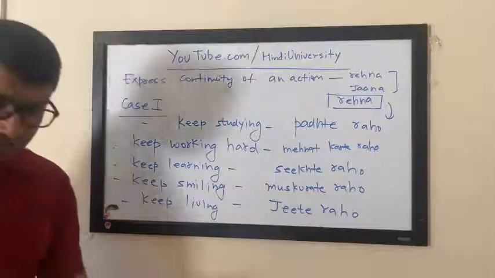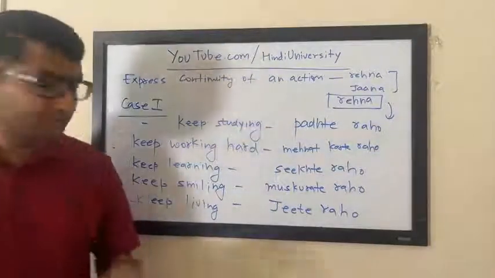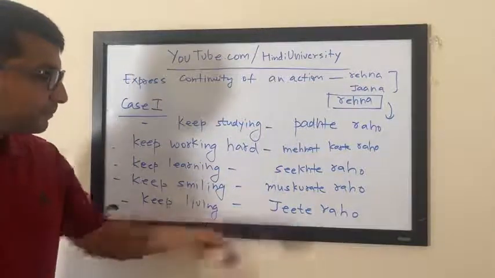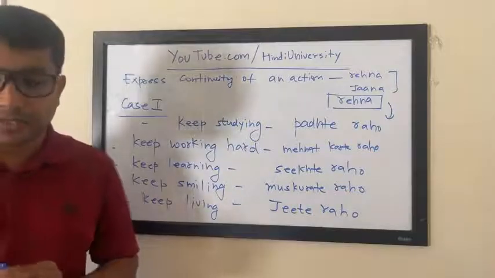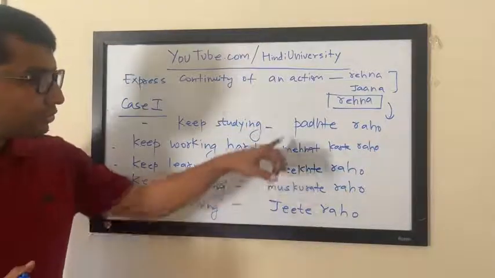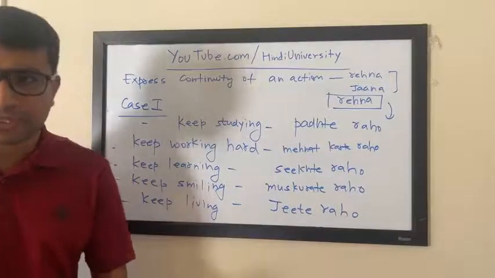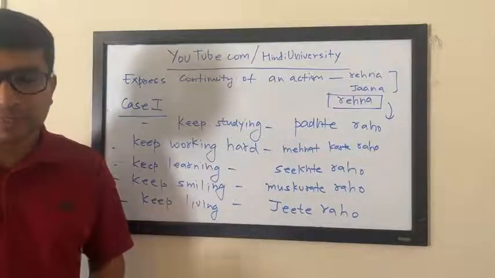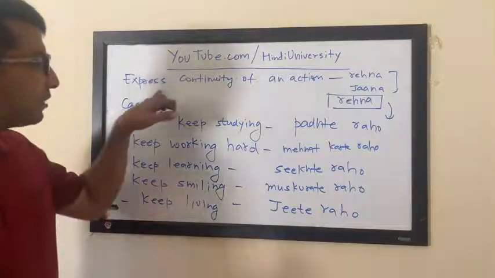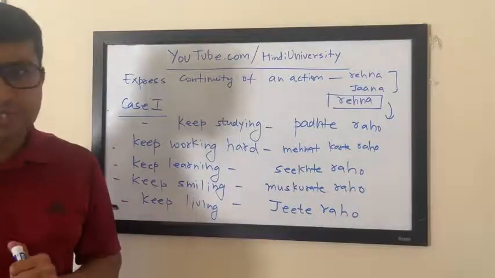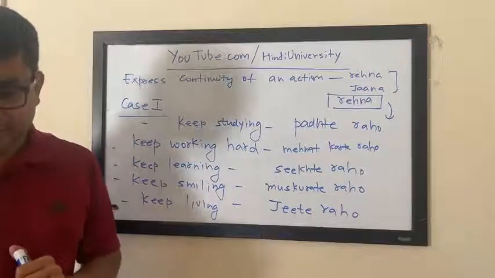This is how, when you touch someone's feet or you bow down to them, this is the default, most commonly given blessing, जीते रहो. Okay? Now, do you see there is some common pattern here? That's a continuity of an action. They're not saying it one time. They are trying to express continuity of an action. Any questions here so far on case 1?